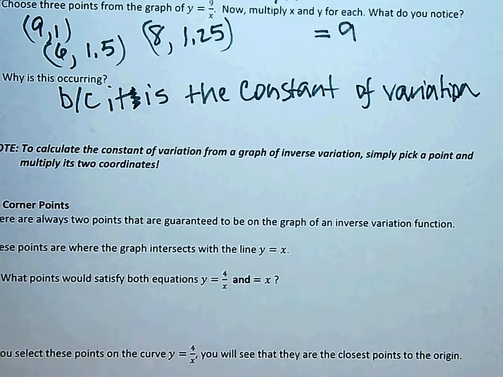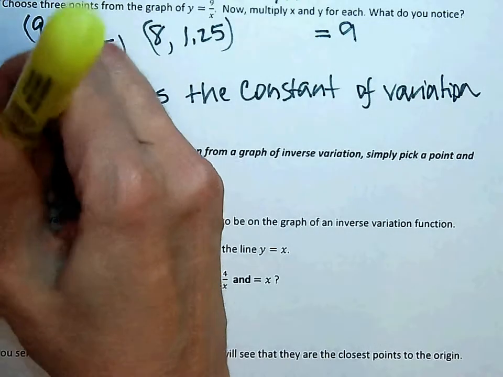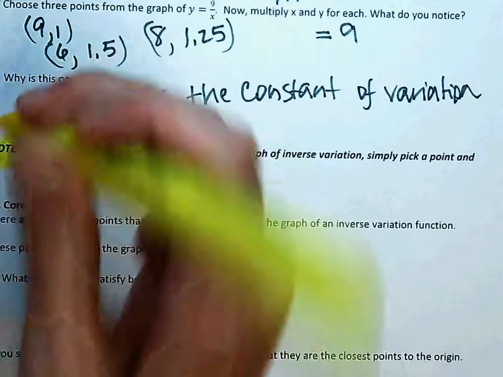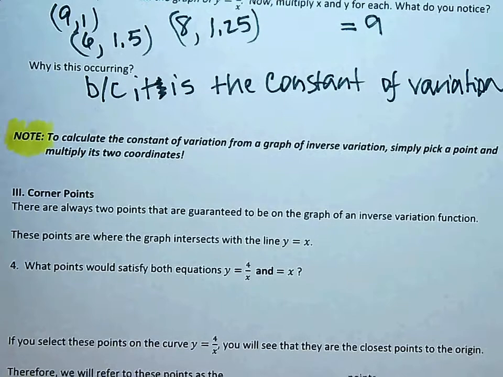So now let's look at what we are going to look at here. Ladies and gentlemen, I wrote here, so it's noted, it's bolded: to calculate the constant of variation from a graph of the inverse variation, only from the inverse, because if we don't have an inverse, we don't have a k value. All you have to do is pick a point and multiply the coordinates together. And that's what we did with our charts yesterday, our tables as well, okay?